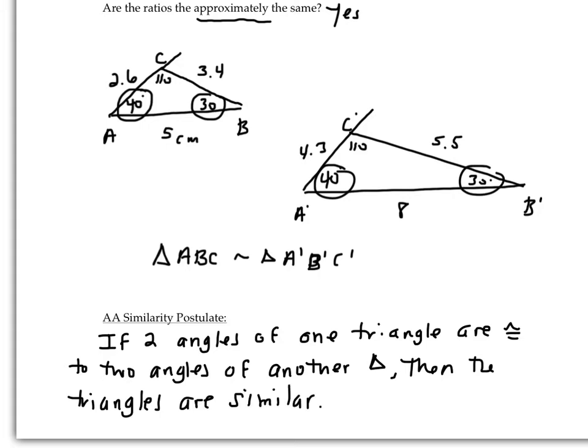Be careful, you're going to want to say that they're congruent. We're not proving triangles congruent. They're definitely not congruent, but they are similar to one another.